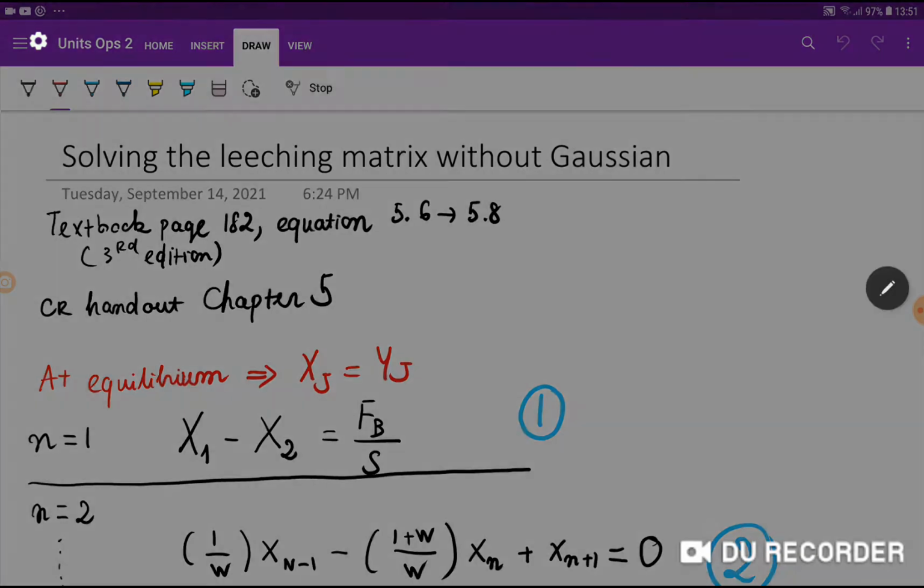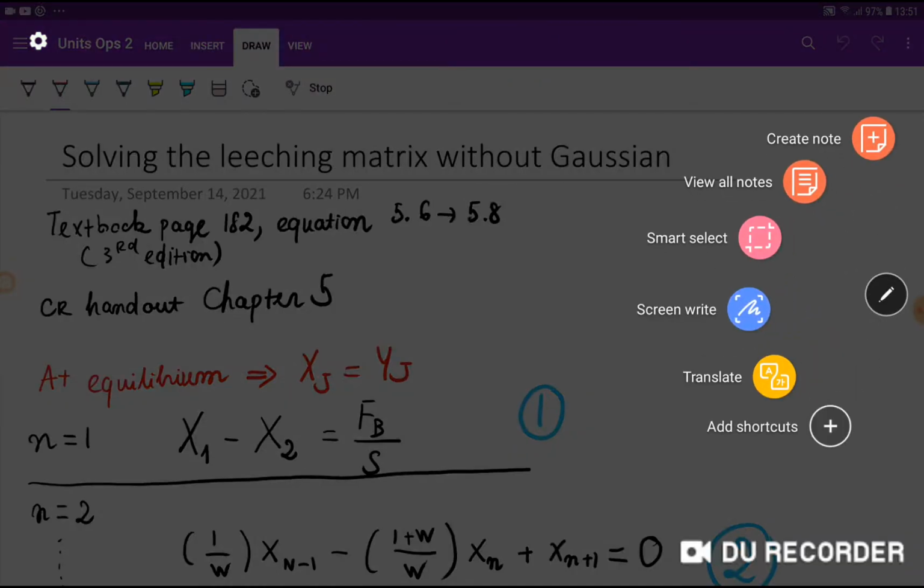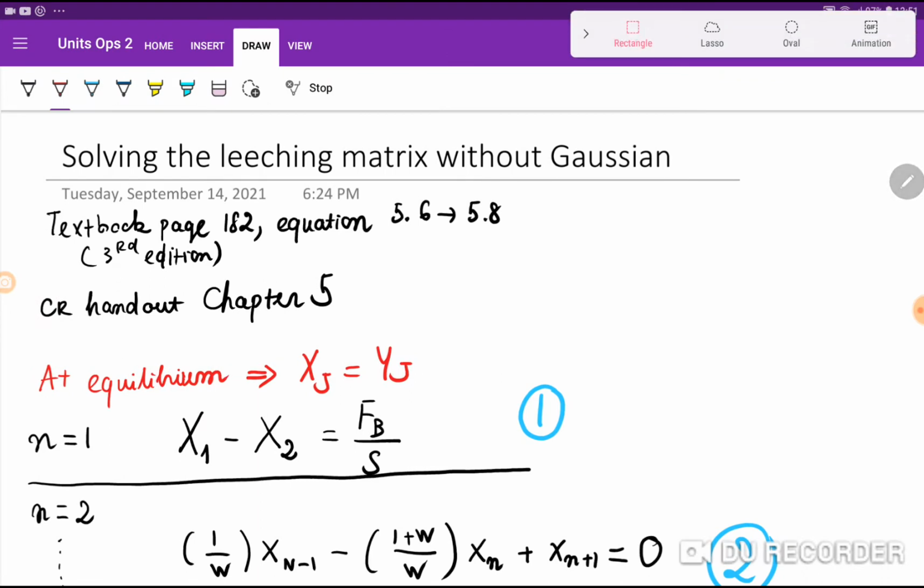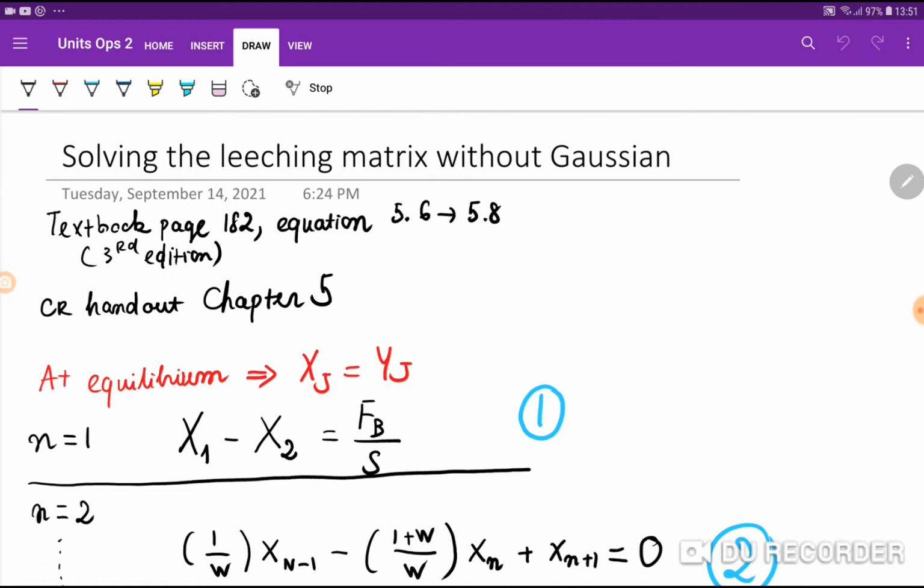Let me actually use smart select, and then rectangle. Okay, cool. You see, I write here: this is page 182, equations 5.6 to 5.8, third edition. Let me give you the name of the textbook, if one day in the future you guys watch this. The textbook name is Separation Process Principles.